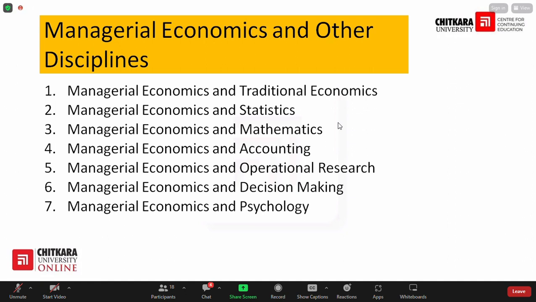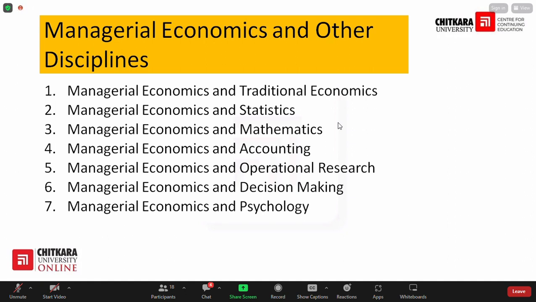Managerial economics and operational research. Operational research is a subject which tells you how you can make the best utilization of resources. This subject was generated during the Second World War, when the countries participating in the war were lacking different kinds of resources. So this subject was generated at that time. Even in managerial economics, you talk about how we can make the best utilization of limited resources. If you have read about operational research, there is game theory, assignment theory, linear programming. We make use of these concepts in managerial economics.